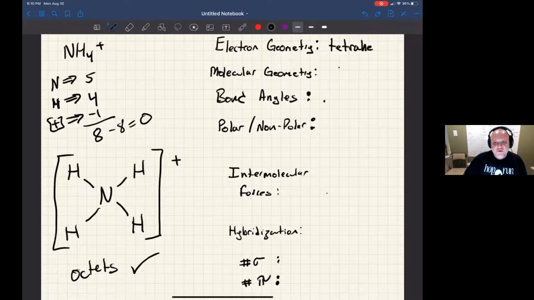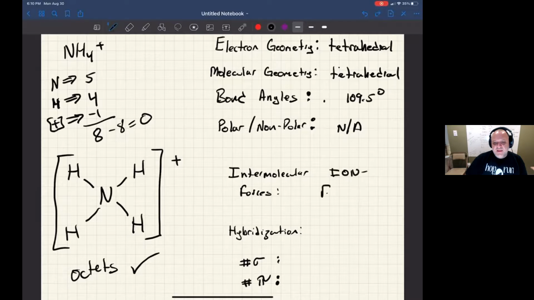4 electron groups, 4 geometry groups means tetrahedral geometry. With no lone pairs, my molecular geometry is also tetrahedral. And because of that geometry, my bond angles can be determined to be 109.5 degrees. Remember, with ions, polar or nonpolar is not really applicable. And again, the same way, the intermolecular forces would be only ion forces.